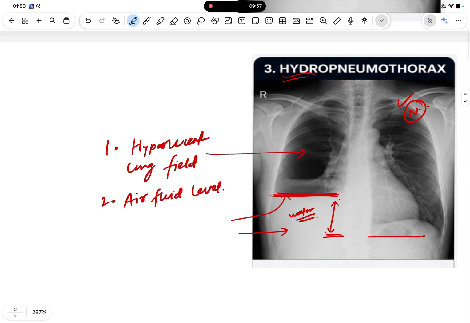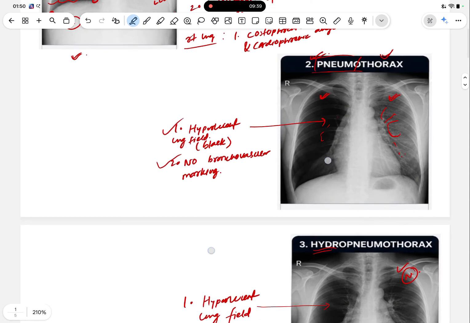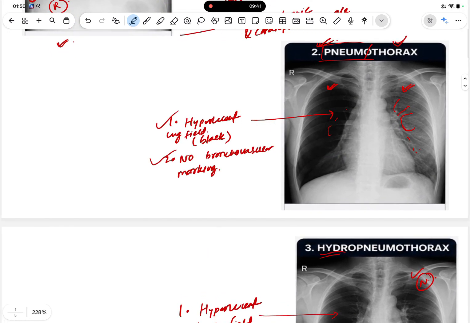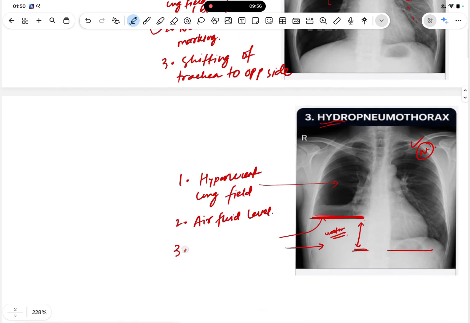And one thing I forgot to mention: in pneumothorax as well as in hydropneumothorax, there is shifting of the trachea to the opposite side. Clearly, here also there will be shifting of the trachea to the opposite side.